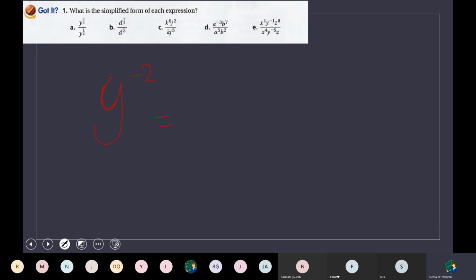The simplest form is 1y squared. This is the first thing. Another thing, y raised to 0, don't keep it as y raised to 0. It is 1. If you have x cubed, y raised to 0, this is your final answer. Don't keep it like this.